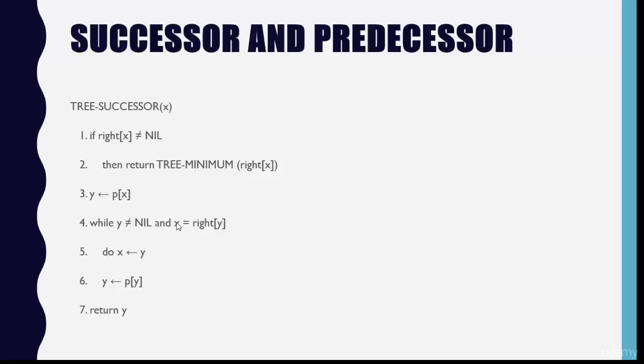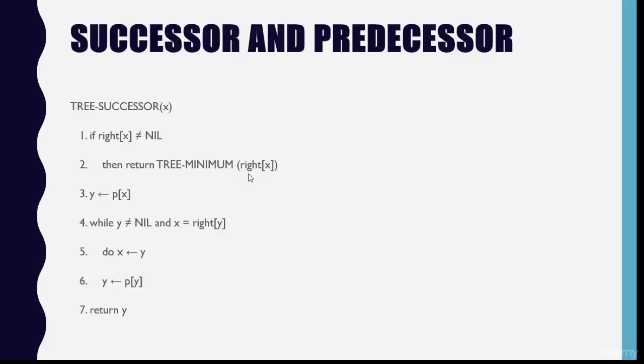If the right subtree of node x is non-empty, then the successor of x is just the leftmost node in the right subtree, which is found in the second line by calling tree minimum right of x. On the other hand, if the right subtree of node x is empty and x has a successor y, then y is the lowest ancestor of x whose left child is also an ancestor of x.